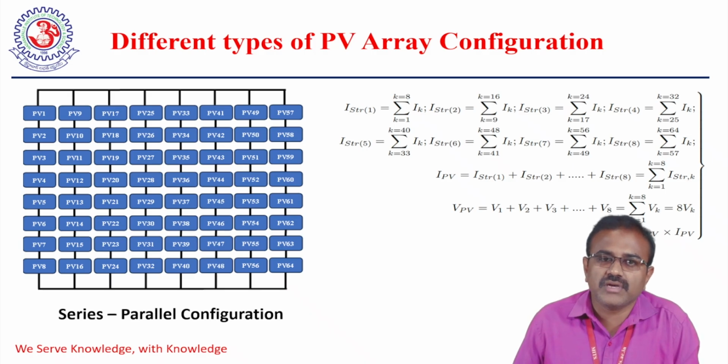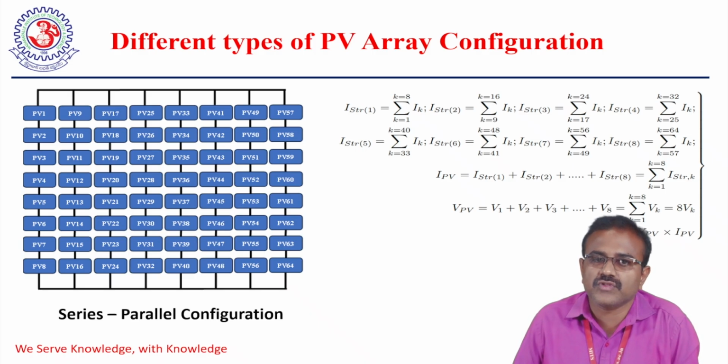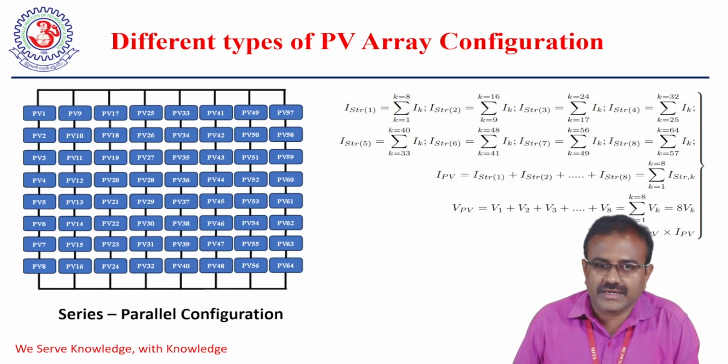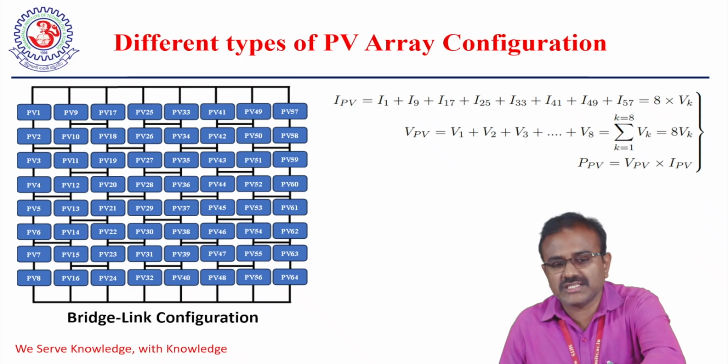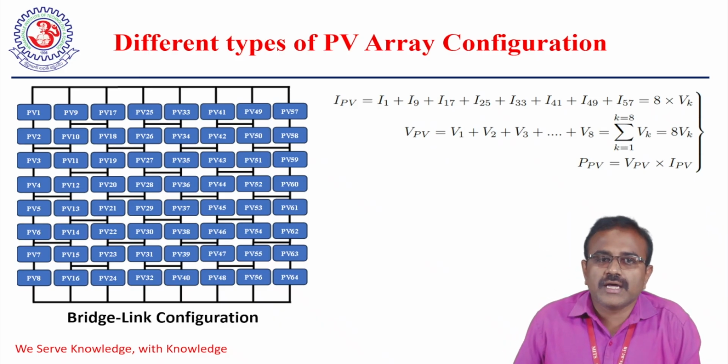And what is the power? The power is nothing but the product of the voltage and current, so we have to multiply the PV voltage and PV current. That is the series parallel configuration. Next, we are going to look at the bridge link configuration.